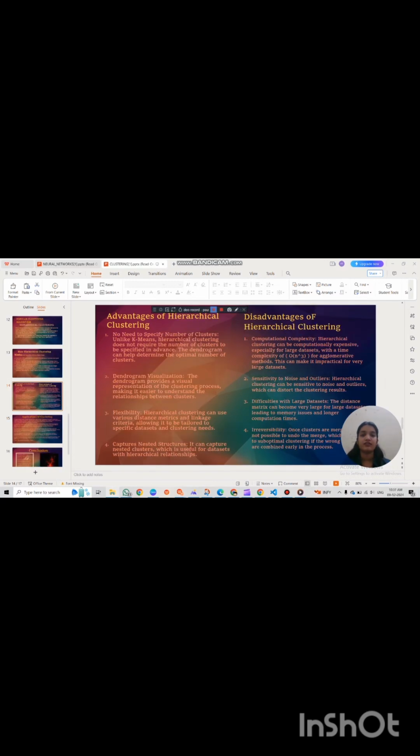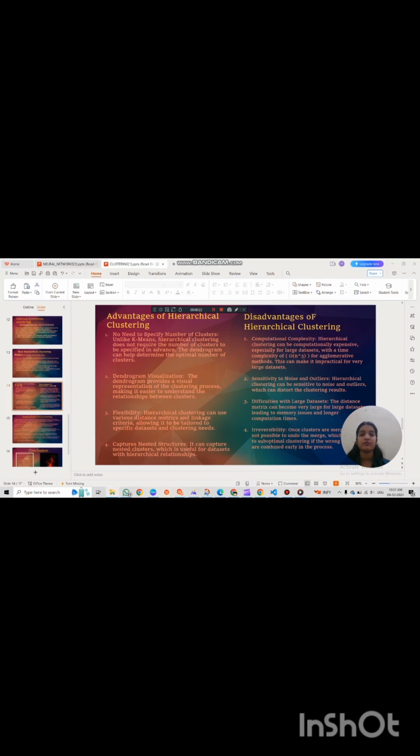Let's discuss some advantages and disadvantages of hierarchical clustering. Advantages are as follows. Number 1. No need to specify the number of clusters. Unlike k-means, hierarchical clustering does not require the number of clusters to be specified in advance. The dendrogram can help determine the optimal number of clusters.